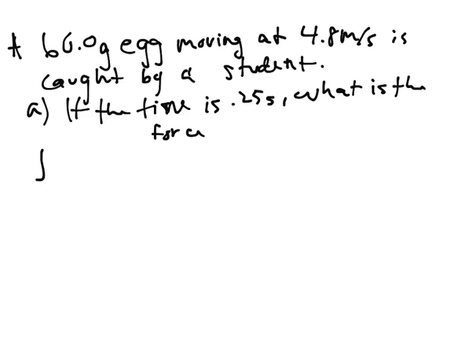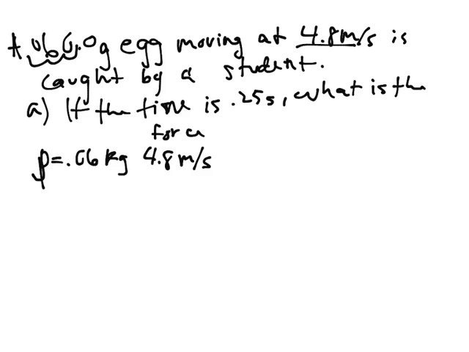So one, what we need to figure out is what the momentum is. So we know the momentum is the mass, which would be 0.06 kilograms, so I moved my decimal place over 3 times, and the velocity is 4.8 meters per second. So it was moving, and now it will be stopped. So quick, do the math, should give you 0.288. This would be in kilogram meters per second.